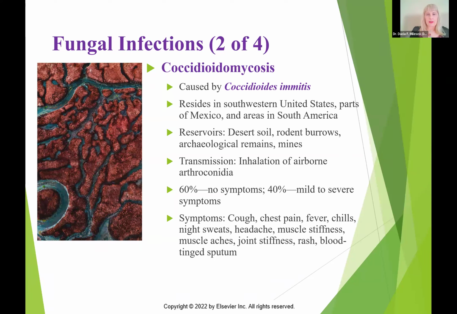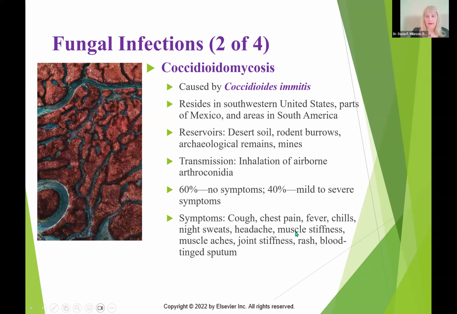So, I'm moving on to fungus among us, moving away from all the viruses. So, this is a fungus, coccidioidomycosis, caused by Coccidioides immitis. I always mess this one up. All right. So what's the transmission? Inhaling airborne arthroconidia, 60% infection rate, no symptoms with those that are infected, but 40% that do get infected have mild to severe symptoms. What are these symptoms?